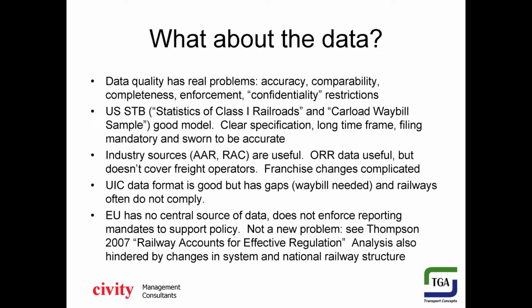UIC data are good. They are the fallback option in most cases. But there are gaps. They don't make available waybill data, although I think they have it. They just do not make it available. And railways often don't comply. There'll be big gaps. France has chosen not to report data to the UIC for a number of years. Sweden has decided that Green Cargo need not report its operations to the UIC, so many of the new freight railways have just fallen off the map. You don't know anything about them.